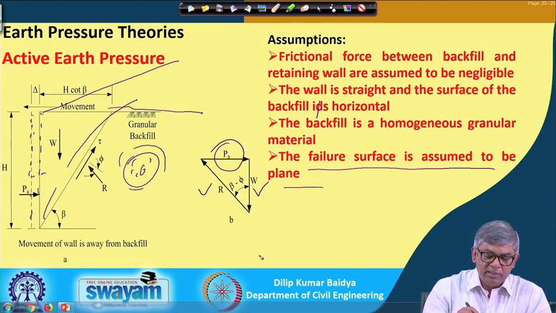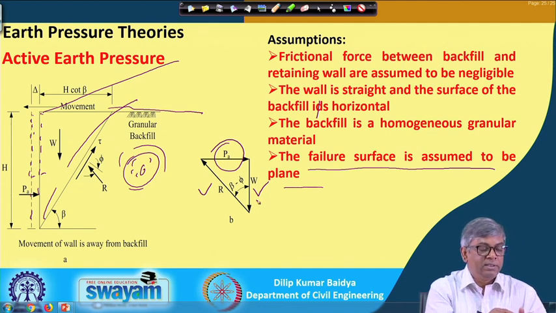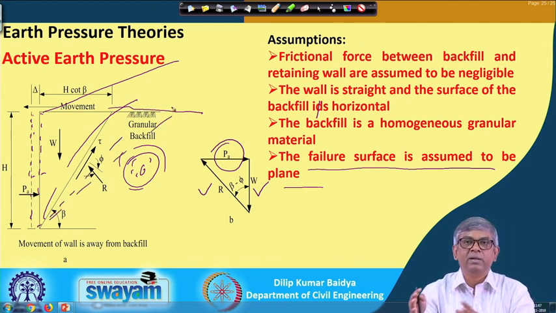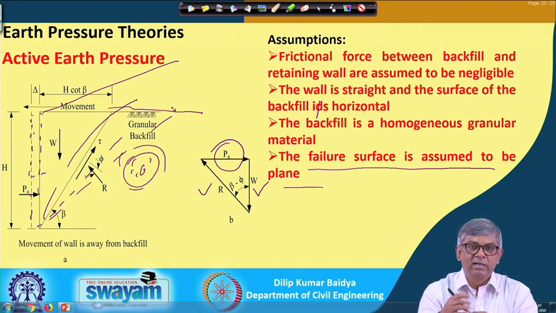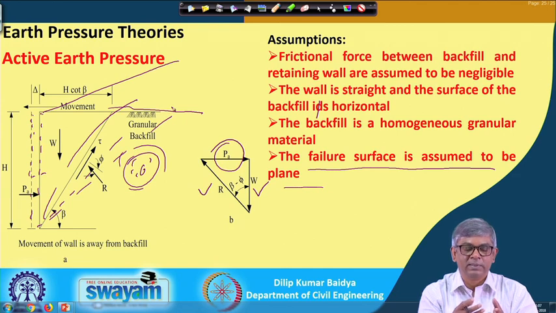And if this is the force polygon, then we can relate P A with respect to W, and other things. And if this is a particular condition, then this wedge is at a particular angle beta that I have considered. If the angle changes, for different values of beta I can get different values of force polygon, and for that I will get different values of P A. That means I have to find out now at what value of beta the P A becomes maximum, then that will become the active earth pressure.